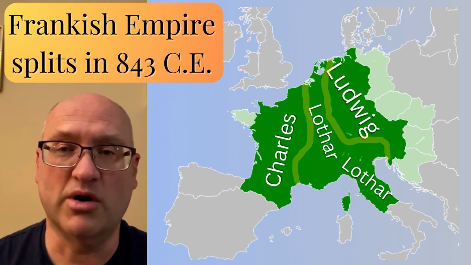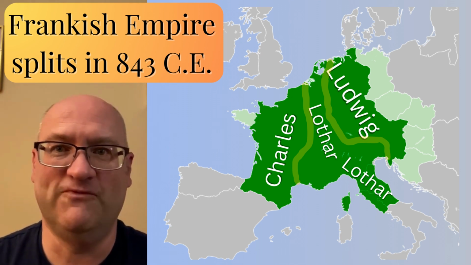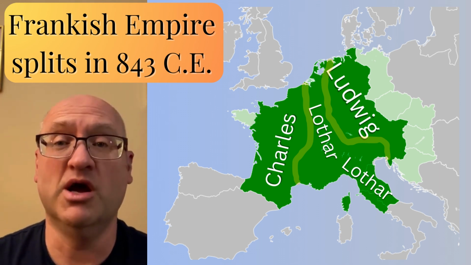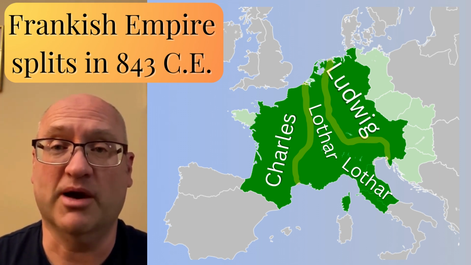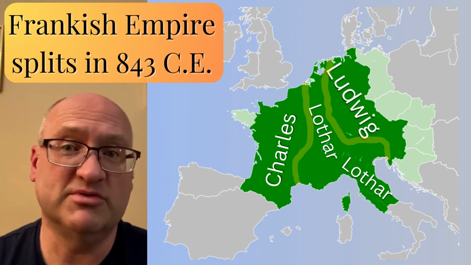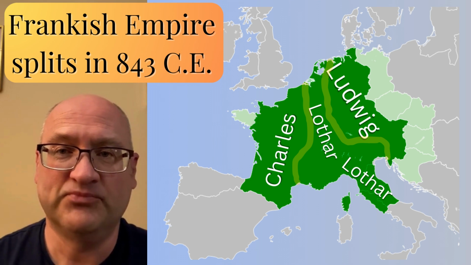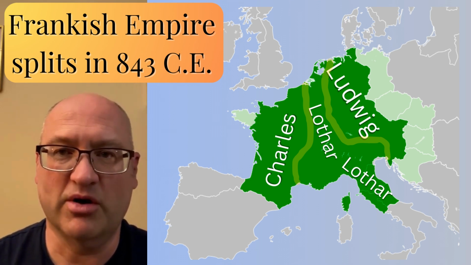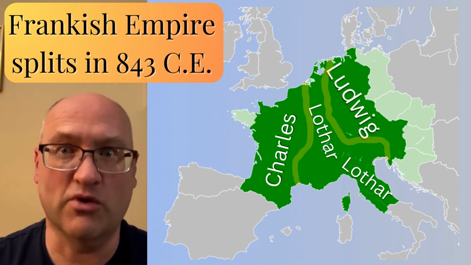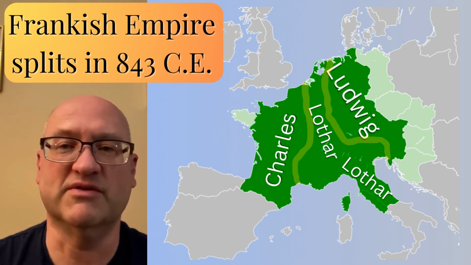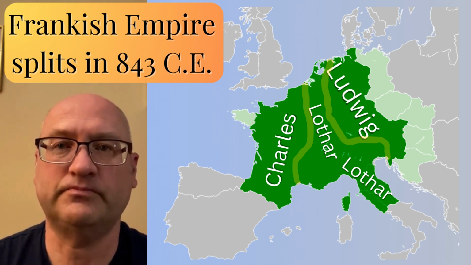And the middle part did not fare quite as well, even though it was the most prosperous part of the Frankish Empire. But we can see some remnants of that today. We have countries like the Netherlands and Belgium, Luxembourg, Switzerland. Actually, all four of these countries are well-to-do countries, relatively wealthy countries, even though they're relatively small.